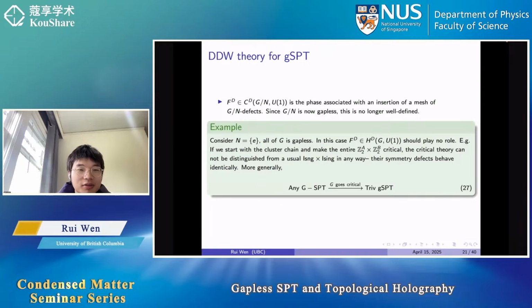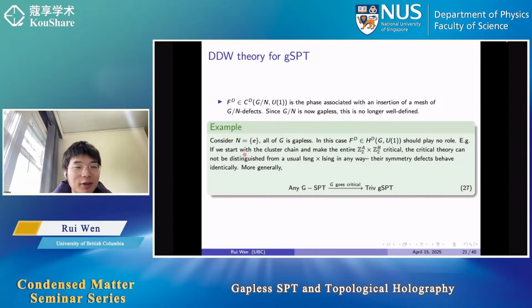So in this case, you can check that the FD is actually the only non-trivial thing left, and it's a cocycle of G, right? But for SPT, it's totally fine. For SPT, there's no decoration, right? We're not doing any decoration. This N is trivial. We just need a D cocycle of G to define gSPT. But if the G is gapless, then this should not play any role, right?